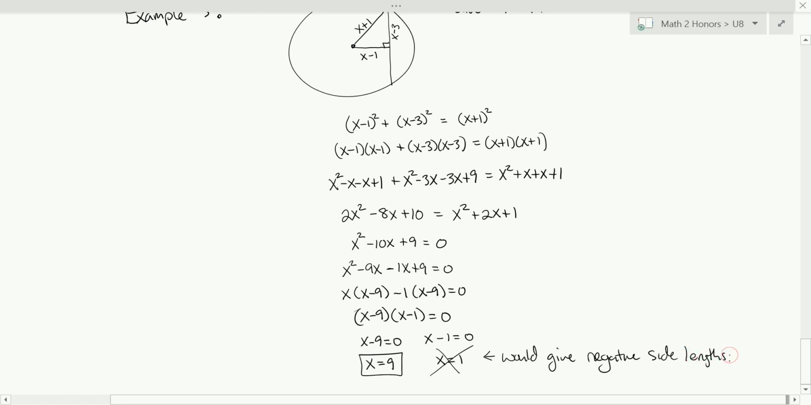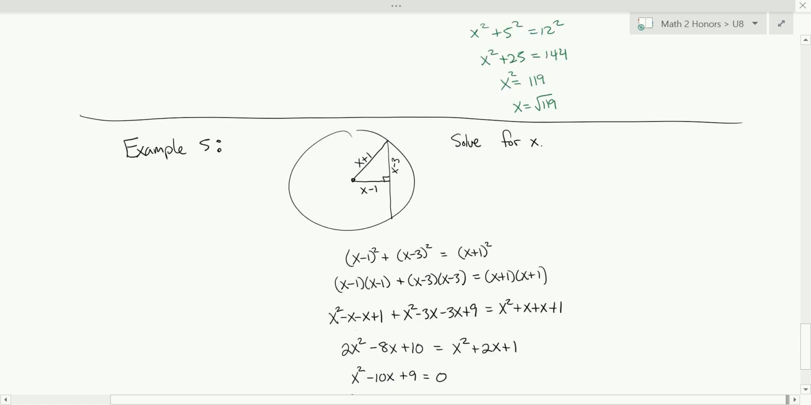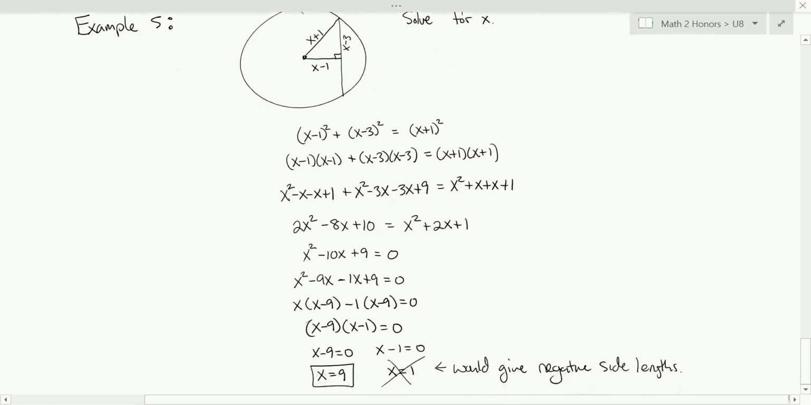What are we getting? You guys get this far? X squared minus 10x plus 9 equals 0. You multiply it out, simplify it, subtract it. That's the multiplying, simplifying part. And then you factor it. And you end up with x is 9 and x is 1. But then you throw out the 1 because that would give you a negative side length, and you get x is 9 as your answer.